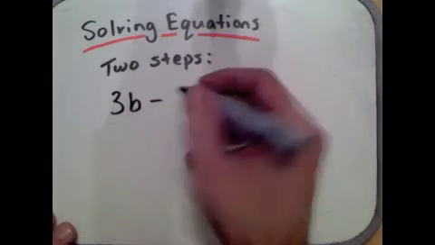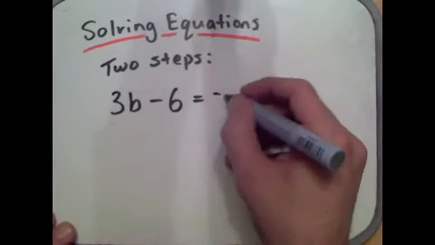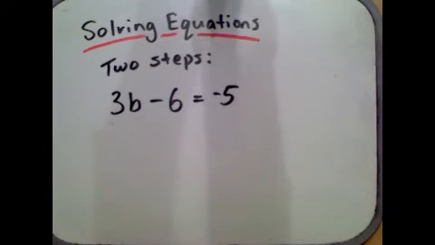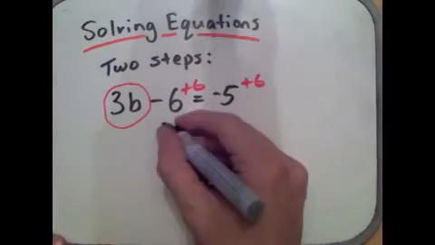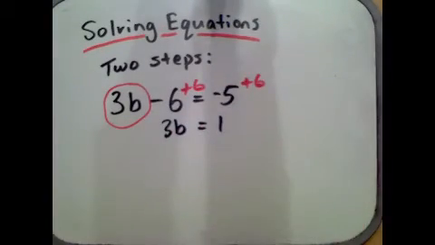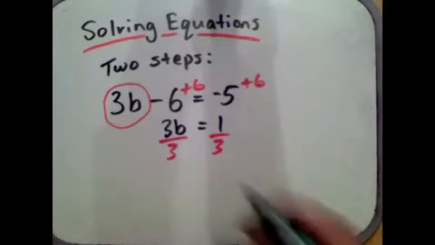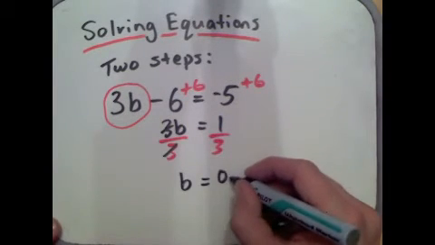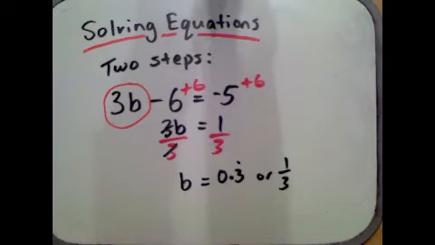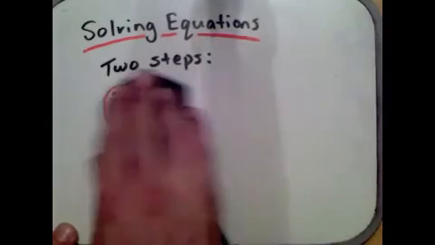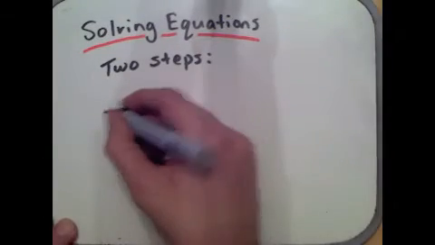Let's look at another example. 3b minus 6 is equal to negative 5. So we leave our 3b. We remove our minus 6, so we add 6 to both sides. We get 3b is equal to 1. We divide both sides by 3 to get b is equal to 1/3, or 0.3 recurring. Again, we can check this if we want to make sure that our answer is correct.